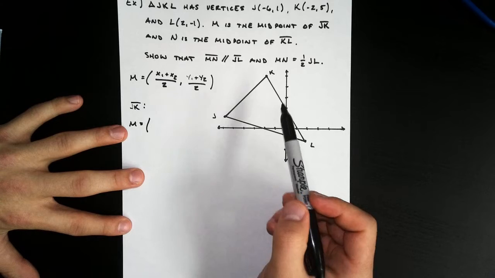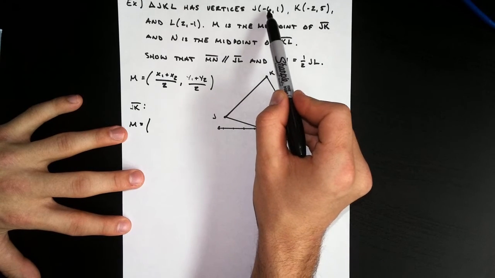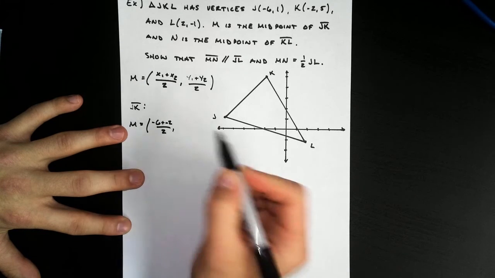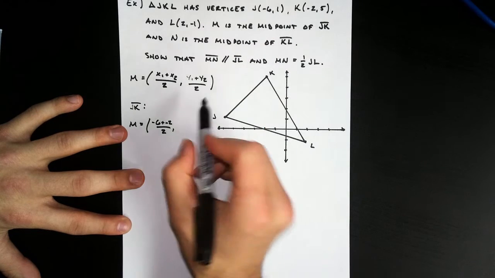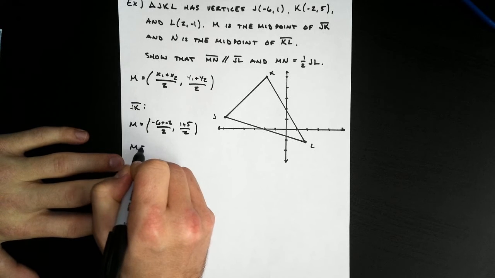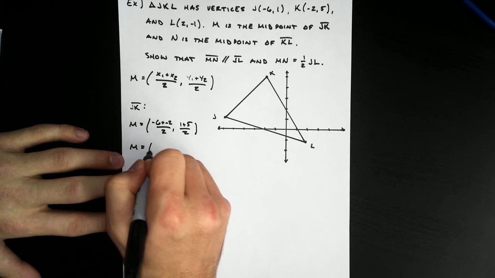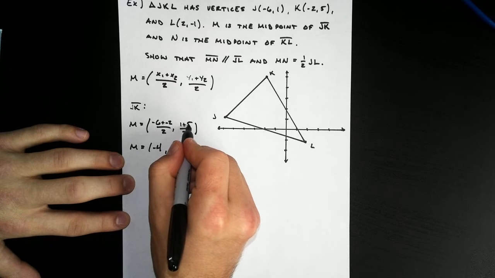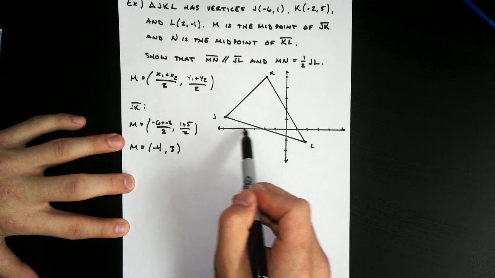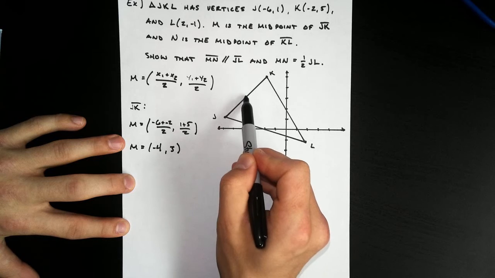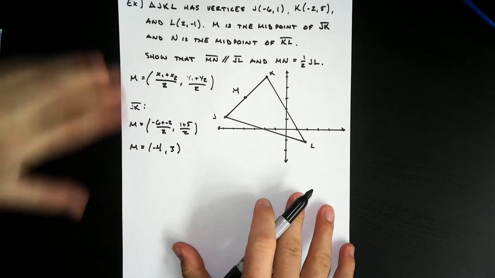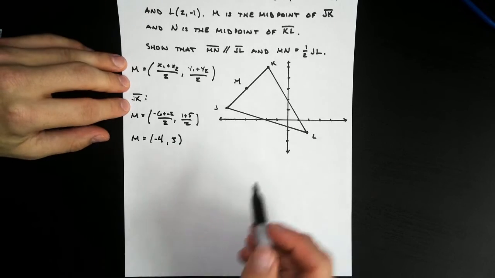So J and K, these 2 points here, so our two x values, -6 and -2. And then the two y values, 1 and 5, divided by 2. So our midpoint, that's going to be -8 divided by 2 is -4. And that's going to be 6 divided by 2, 3. So 1, 2, 3, 4, and then up 1, 2, 3. And that one is M. Okay? Let's do the same thing for N.